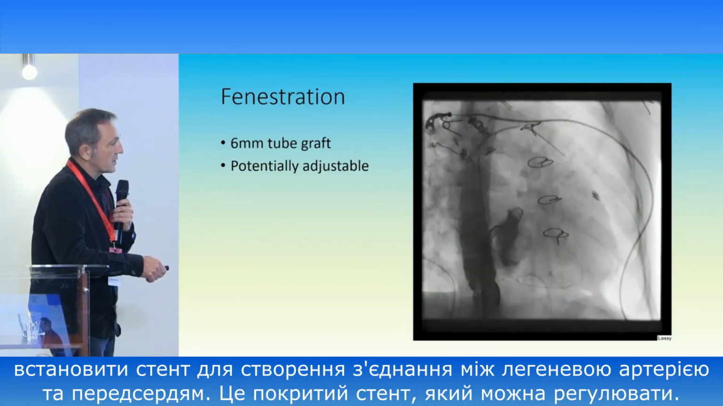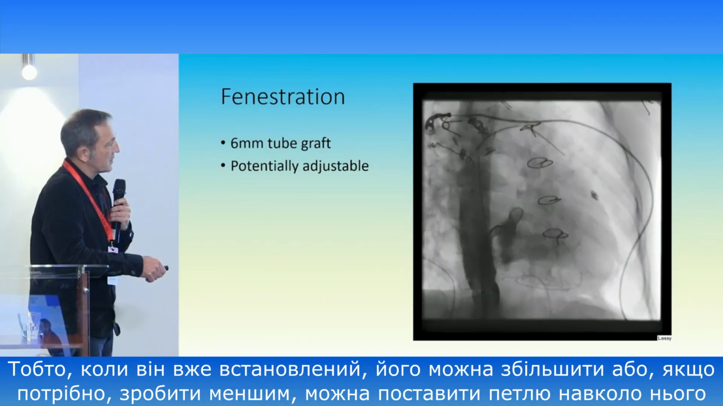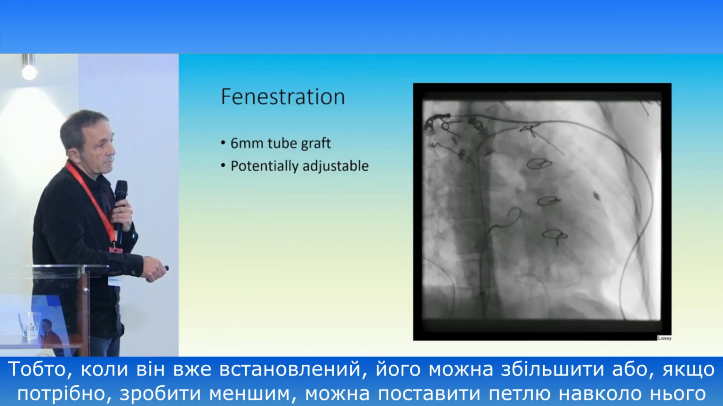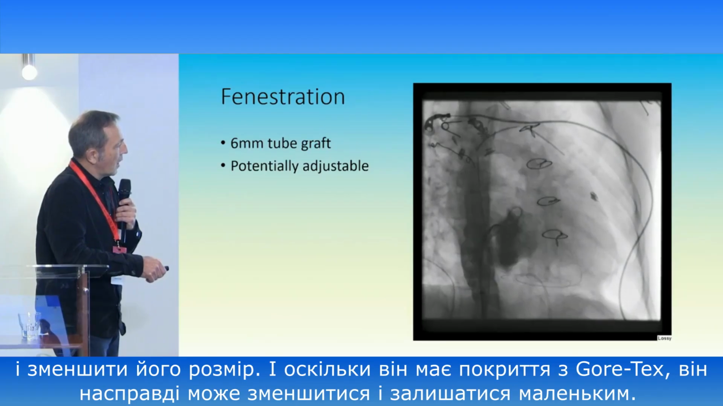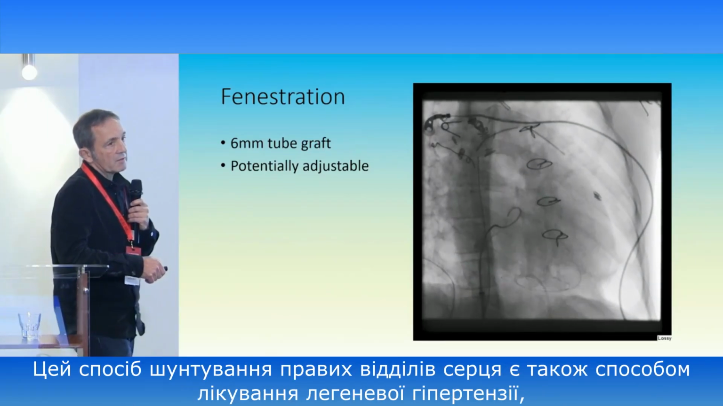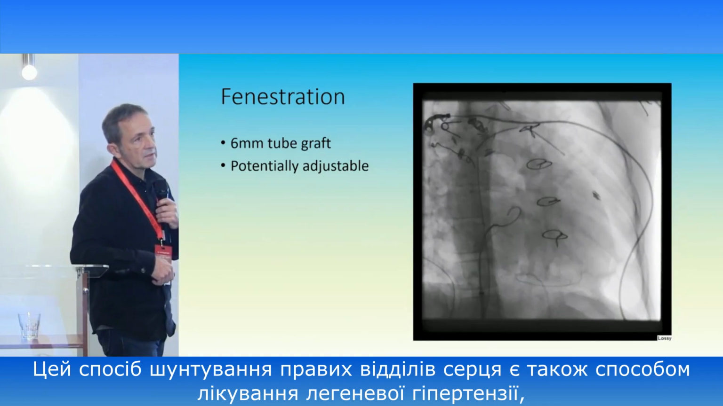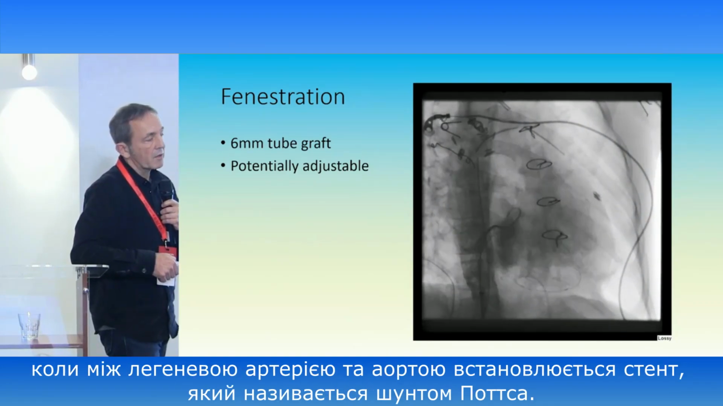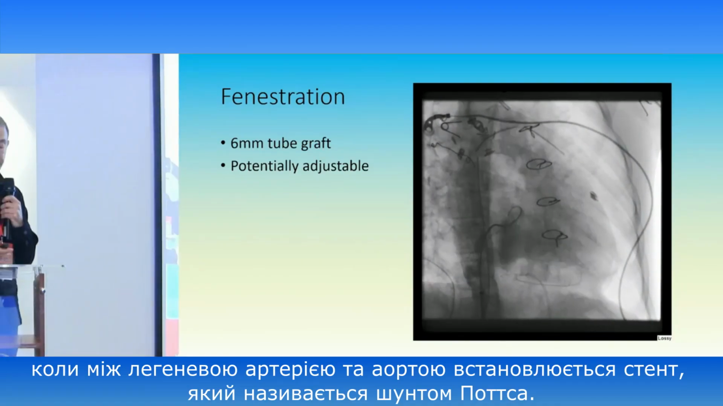And this is a covered stent, and it's actually potentially adjustable. So once it's in, you can make it bigger, or if you want to make it smaller, you can put a snare around it and shrink it in size, and because it's got a Gore-Tex covering it, it will actually go down and stay small. And this way of venting the right heart circulation is also a way of managing pulmonary hypertension, more established, where you can put a stent between the pulmonary artery and the aorta called a Potts shunt.